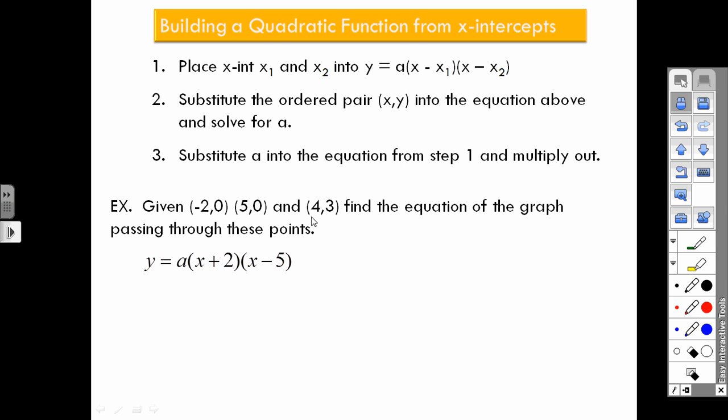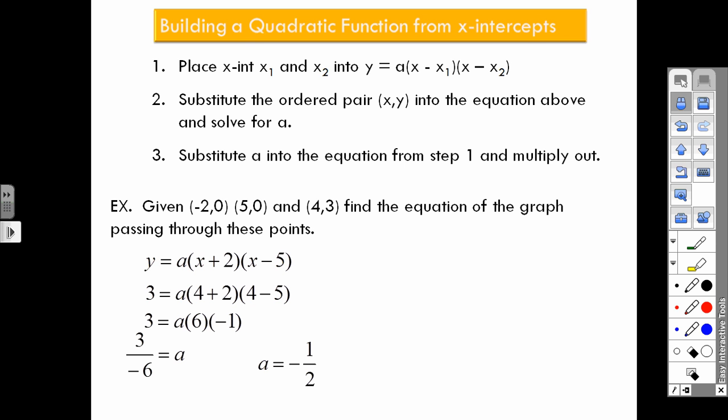So the next step is to take this ordered pair here, 4 and 3, and replace this x and that x with 4, and replace that y with 3. Once we do that, 4 plus 2 is 6, and then 4 minus 5 is -1. We can simplify this, isolate a, divide through by -6, and so a is -1/2.